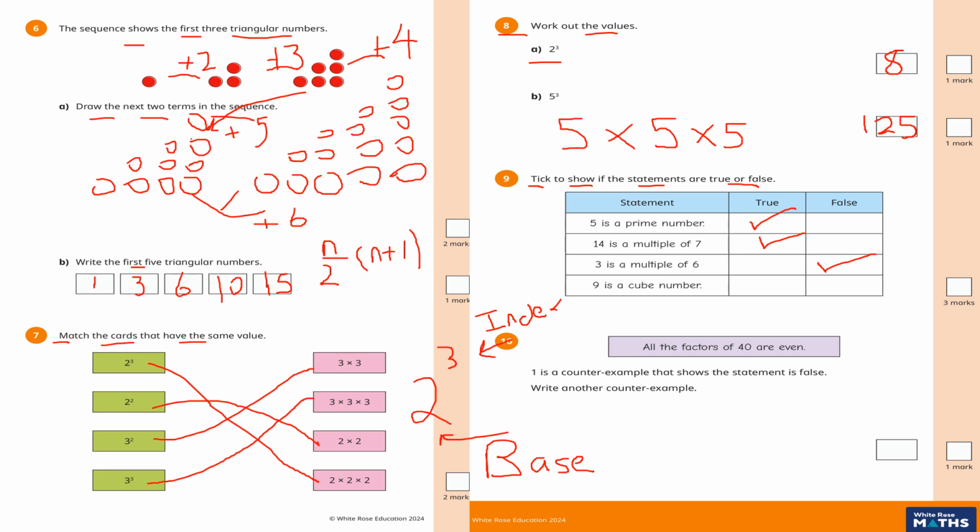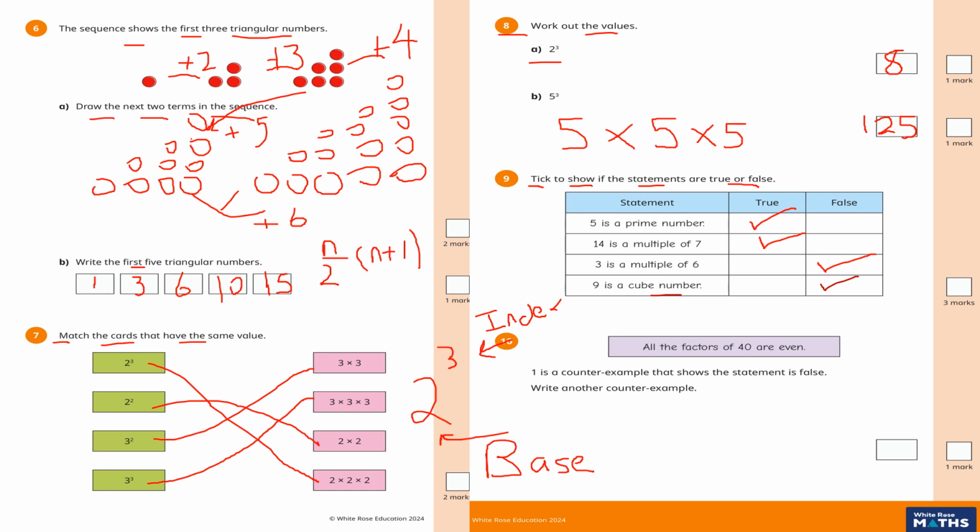And then lastly, 9 is a cube number. That is false, because 1 cubed is 1 times 1 times 1, which is 1. The next cube number is 2 times 2 times 2, which is 8. The next one here is 3 times 3 times 3, which is 27. 9 is actually a square number, not a cubic number. 9 is a square number because 3 squared is 9. 3 to the power of 2 is 9, but 3 cubed is 27.